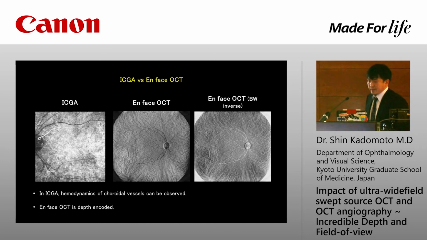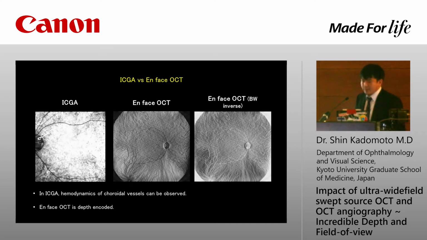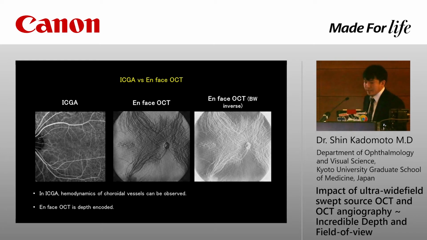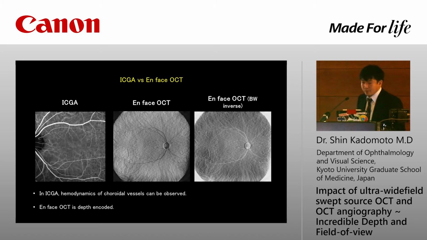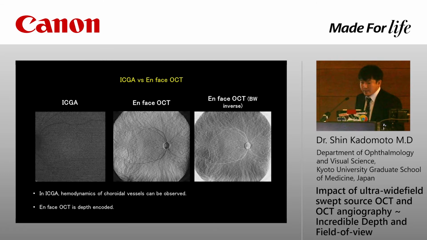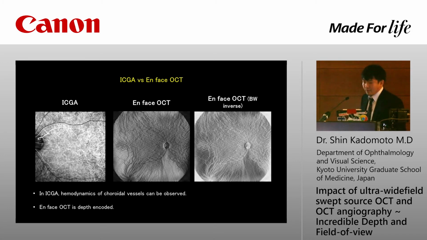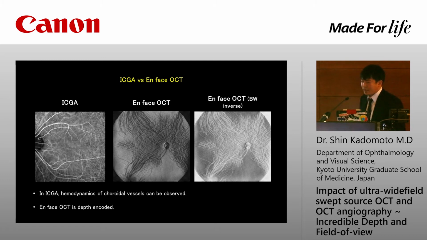In ICGA, we can observe the hemodynamics of choroidal vessels, for example, the plaques or hotspots or flow deficits. However, ICGA is not depth encoded. On the other hand, in en face OCT, we can get layer-by-layer information. This en face OCT animation shows the continuity of choroidal vessels from the vortex vein. However, en face OCT cannot tell the fluorescein leakage or staining.